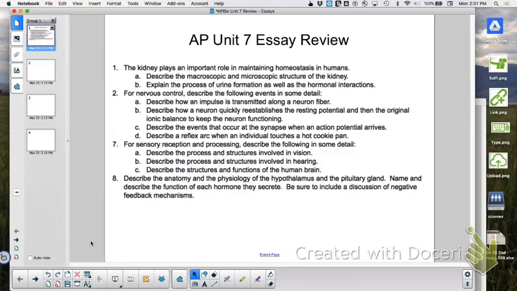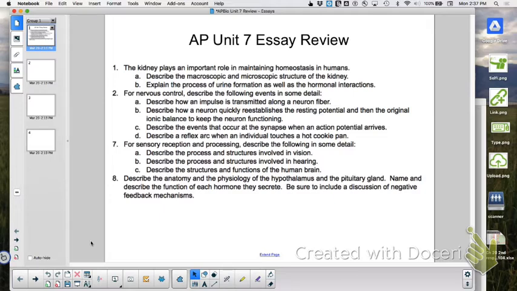What would you think is the macroscopic structure? Macro means you don't need a microscope. Yes, cortex, medulla, pelvis. Also, you would talk about what vessels enter and exit it. So what vessels enter and exit the kidney? The renal artery and the renal veins. Renal artery enters, renal vein exits. What else? Ureter exits.